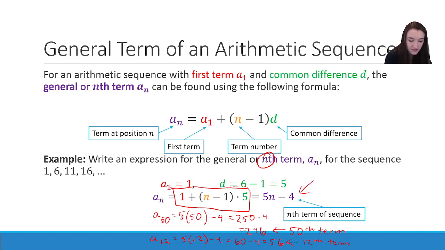So this is the nth term. It means it is the general term that I can then plug into later to find any other term that I wanted. So when you are asked to write the general term of a sequence, you should have N in it. It should just be that formula still with N in it, but D and A1 will be replaced with whatever the common difference and the first term are. That's it. The only variable left over would thus be N.